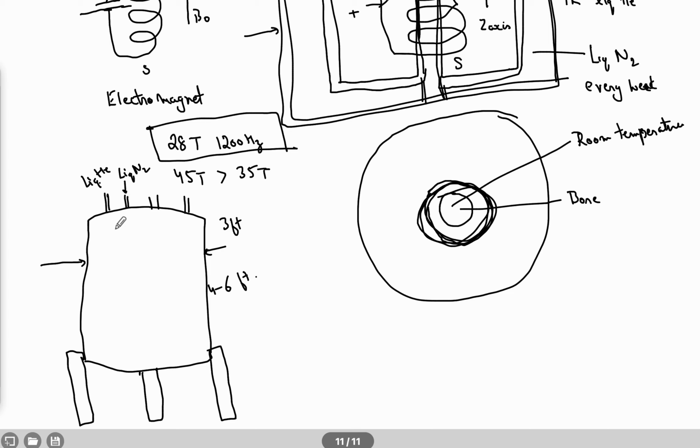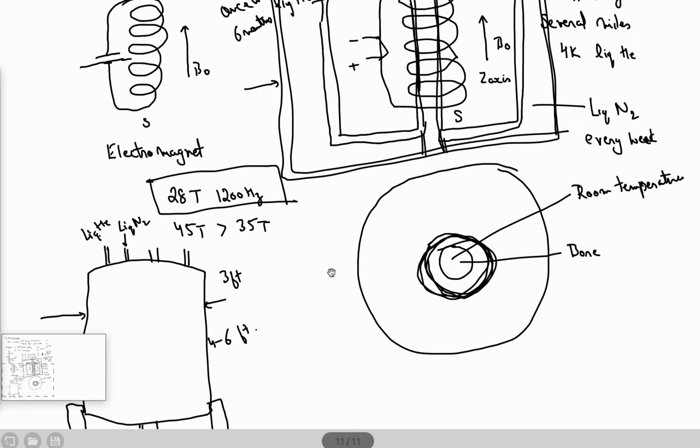So you need to keep on refilling, so that the magnet stays at a particular temperature, 4 Kelvin, and the magnetic field stays constant. You need to keep on refilling liquid nitrogen and liquid helium. So even if there is no experiment going on, to keep the magnet in its place, you need to be refilling, and that's one of the major cost factors of maintaining NMR spectrometers.